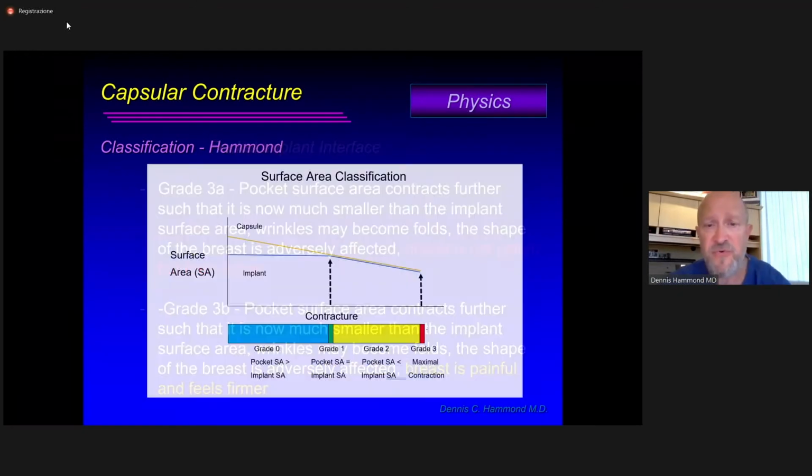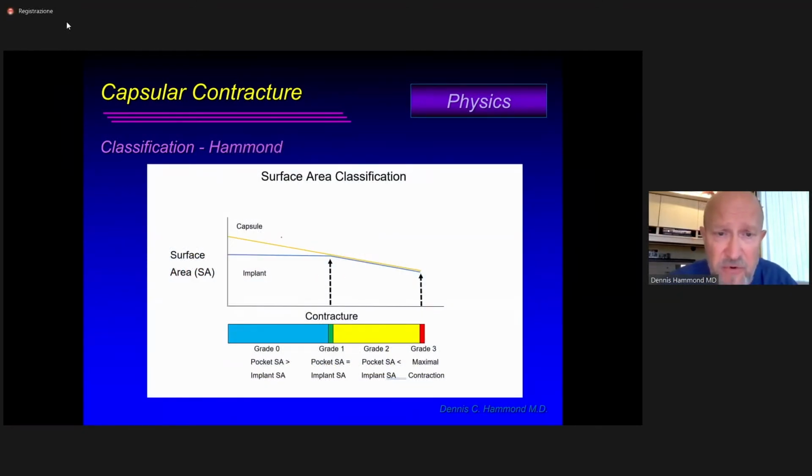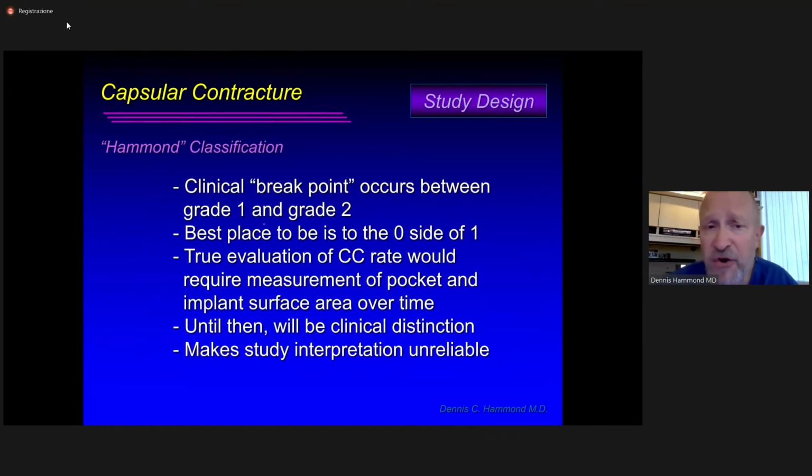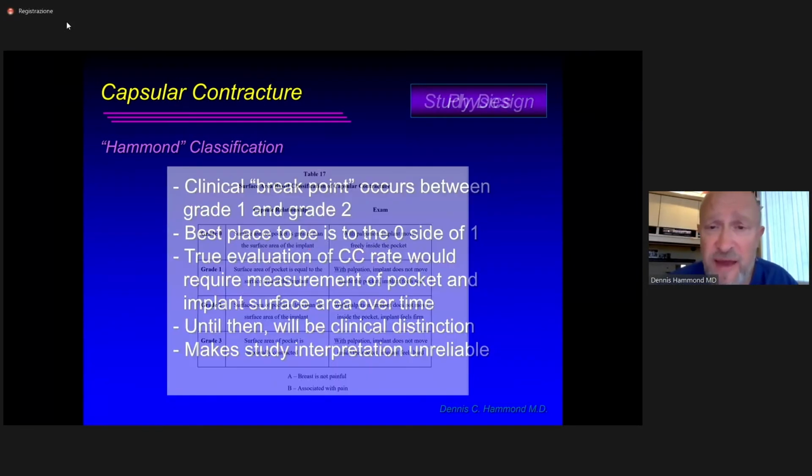So here's the way that we think about that now. Grade 0 is almost this whole area right here, where the surface area of the pocket is bigger than the surface area of the implant. Grade 1 is just this very small area right here where they're the same. Grade 2 is where it progressively gets firmer until you finally reach the end result of capsular contracture, where it's maximally contracted. So the clinical break point really occurs between 1 and 2. I would say that 0 to 1 means no capsular contracture. 2 to 3 means capsular contracture. I think that'll be a very useful way to think about capsular contracture.